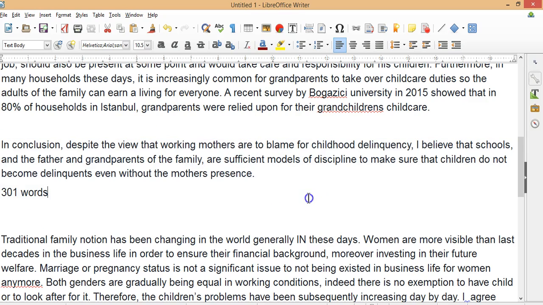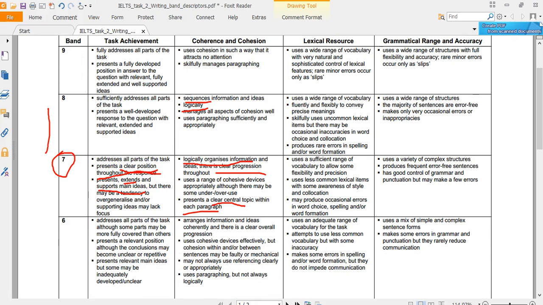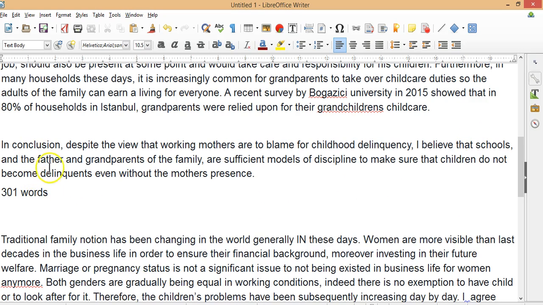In conclusion, despite the view that working mothers are to blame for childhood delinquency, I believe, my opinion, you have to have a clear position throughout the response. You have to put it in your conclusion too. I believe that schools, I'm a father and grandparent, so that's my two main ideas. So main idea one, schools, main idea two, are sufficient models of discipline to make sure that children do not become delinquents even without the mother's presence. So you can see I restate the topic, express my opinion, main idea one, main idea two, and that's it. 301 words.